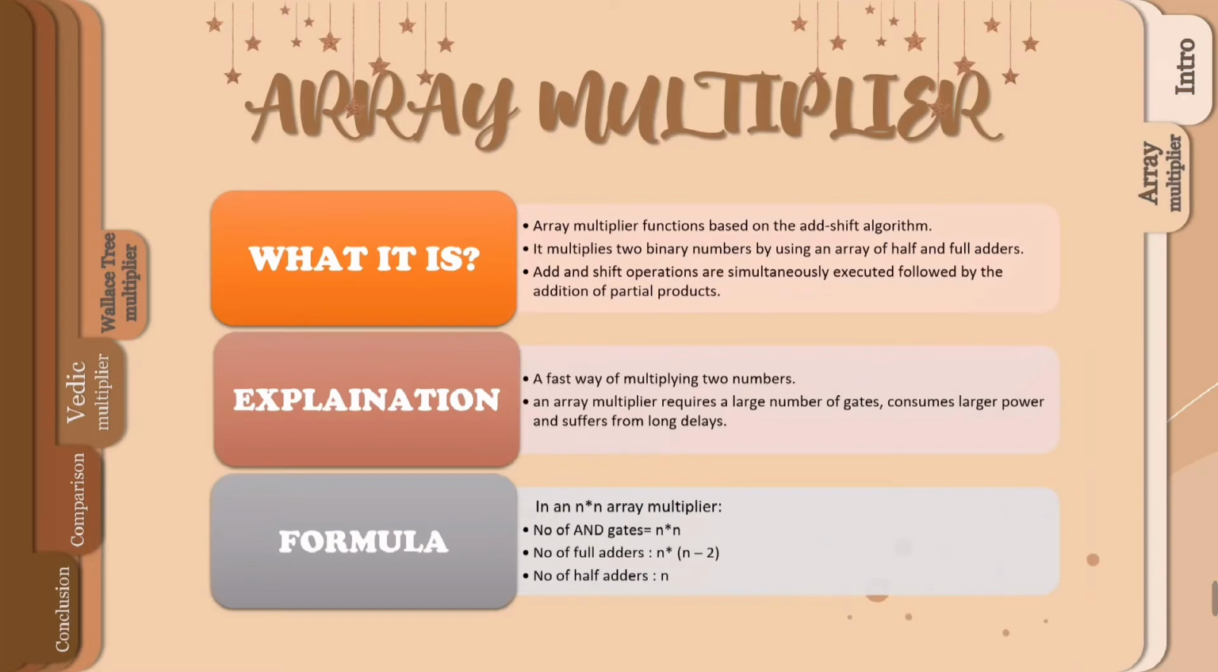Array multiplier functions based on the add-shift algorithm. It multiplies two binary numbers by using an array of half and full adders. Add and shift operations are simultaneously executed while checking the bits of the multiplier, followed by the addition of partial products. This is a fast way of multiplying two numbers, since all it takes is the time for the signals to propagate through the gates that form the multiplication array. However, an array multiplier requires a large number of gates, and when compared with other multipliers, it consumes larger power and suffers from long delays.